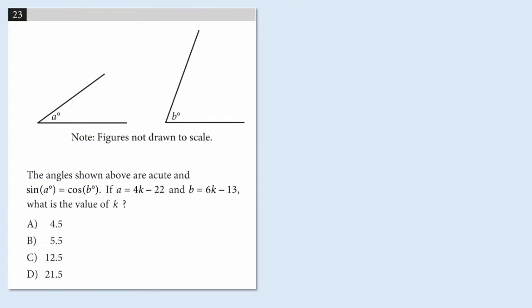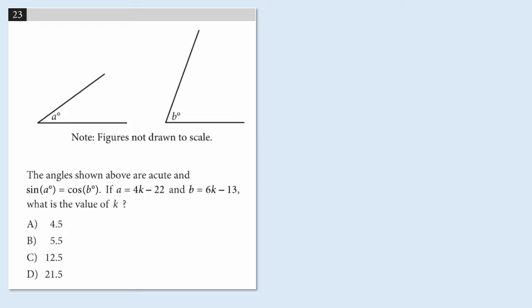This geometry multiple choice problem comes from the College Board. It's from section 4 of the SAT test, which does allow calculators. And it says, the angles shown above are acute, and the sine of angle A is equal to the cosine of angle B. If A equals 4k minus 22, and B equals 6k minus 13, what's the value of k?